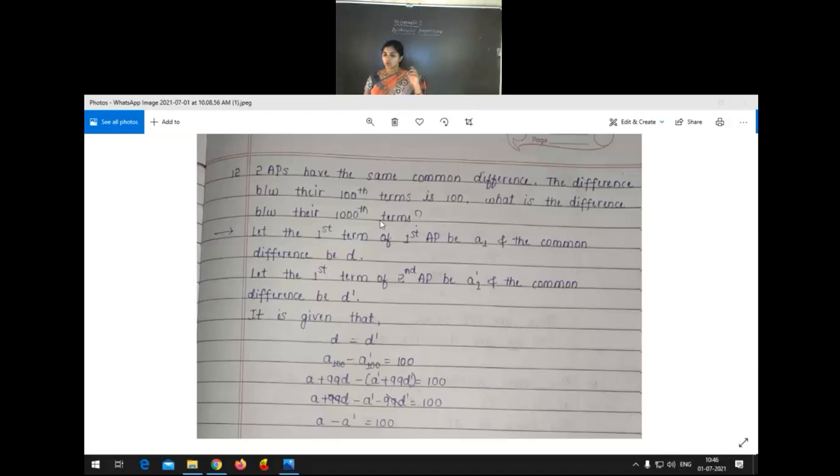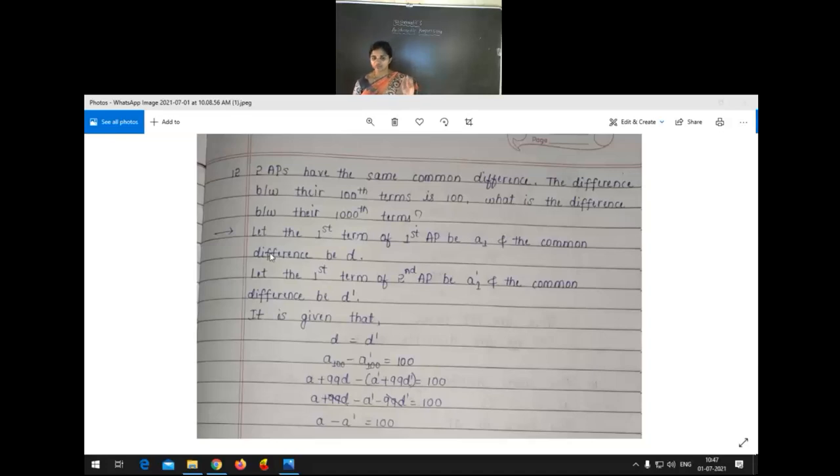So what is given here? The given data is the difference between their 100th terms. The first AP's 100th term minus the second AP's 100th term is equal to 100. Using this data, we have to find the first AP's 1000th term minus the second AP's 1000th term. The APs are not visible now, so we have to imagine the AP. Then we have to name the first term and common difference.